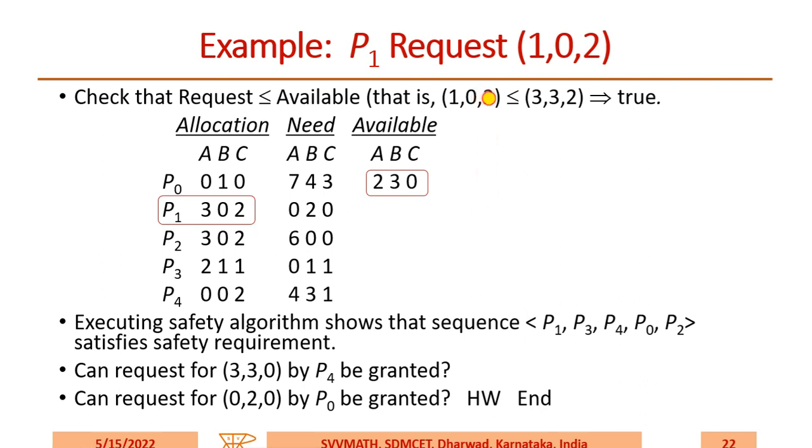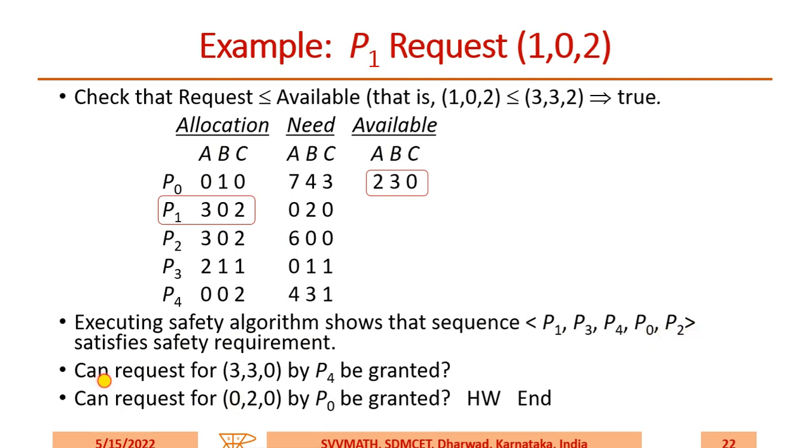Now 1, 0, 2 is the request. Even though it is less than available, I have to check after allocating. I have to make all the data structure changes. I have to update allocated, update need of that particular process, and update available. Then I have to find out a safe sequence. Now I have tried keeping this allocation, need, available. I got P1, P3, P4, P0, P2 as a safe sequence.